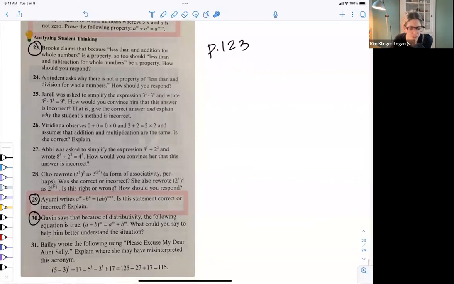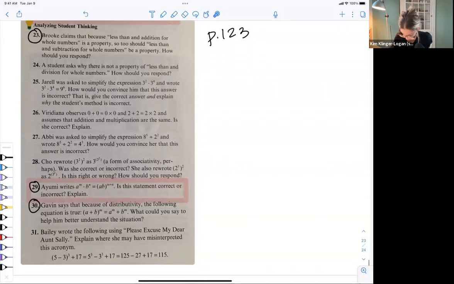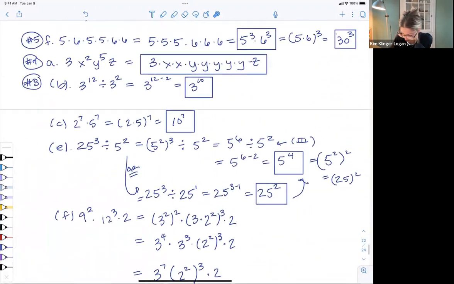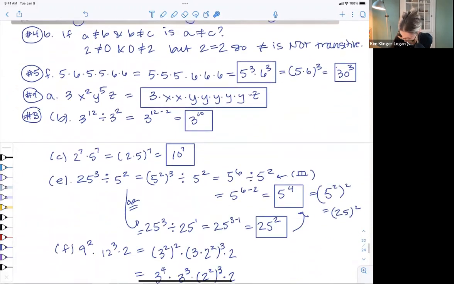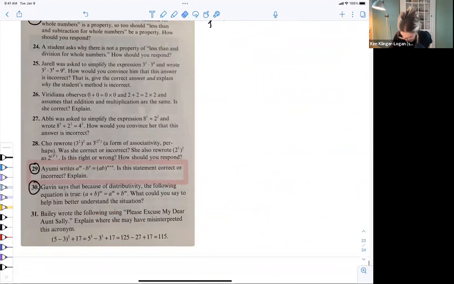And then I think number 30 is basically a similar version to number 10 that I mentioned above.